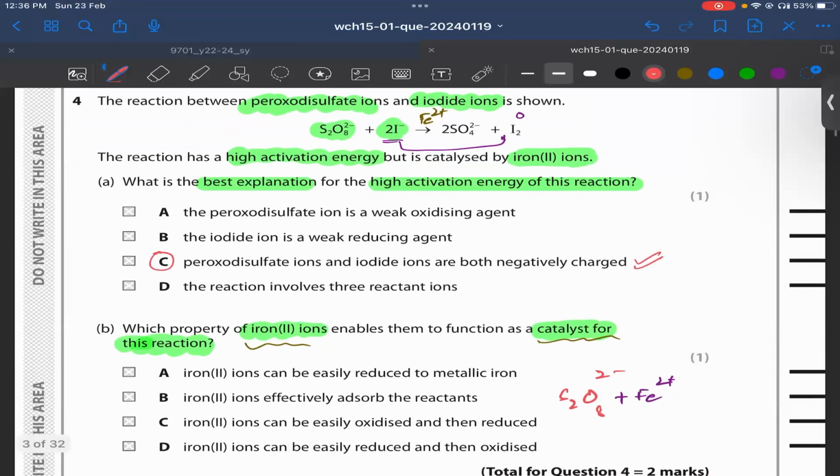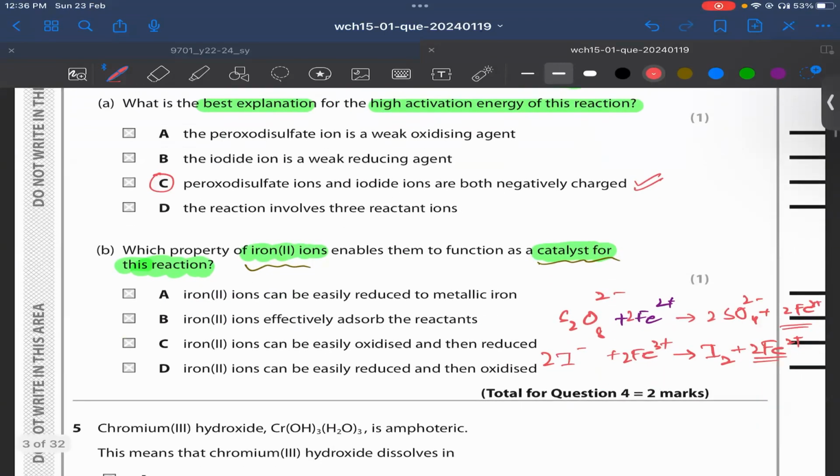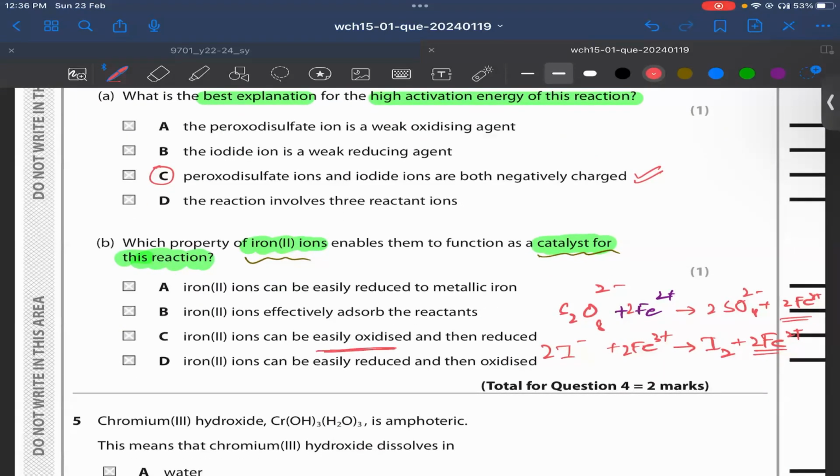In the process, peroxodisulfate ion will get reduced into sulfate ion, and Fe2 plus will get oxidized into Fe3 plus. Then this Fe3 plus will react with iodide ion, and this time iodide will be oxidized into iodine, and Fe3 plus will reduce back into Fe2 plus. So we get the catalyst back. So we can say that it can be easily oxidized and then reduced. That's why it can act as a catalyst.